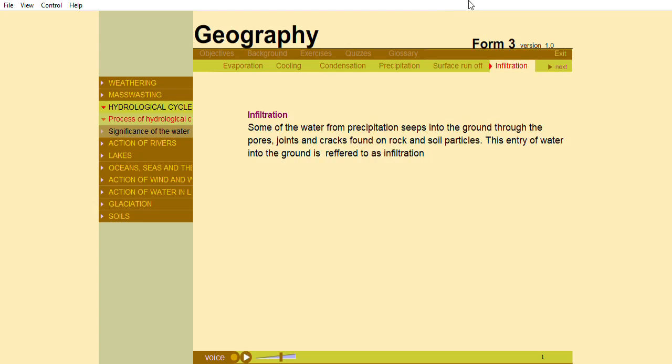Infiltration. Some of the water from precipitation seeps into the ground through the pores, joints, and cracks found on rock and soil particles. This entry of water into the ground is referred to as infiltration.